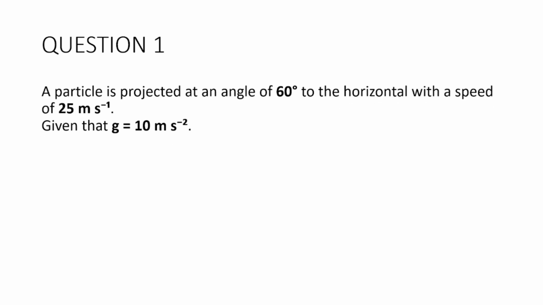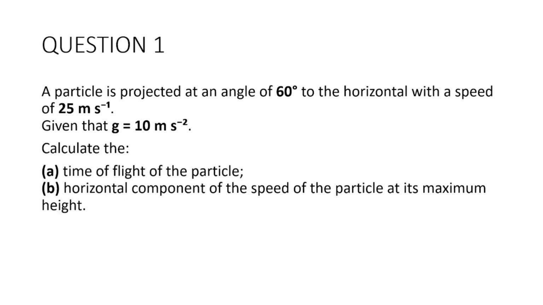In this lesson, we are going to kill one projectile motion question step by step. Let's read the question carefully first. A particle is projected at an angle of 60 degrees to the horizontal with a speed of 25 meters per second. We are also given that the acceleration due to gravity, g, is 10 meters per second squared. We need two things. First, the time of flight of the particle. Second, the horizontal speed at maximum height.